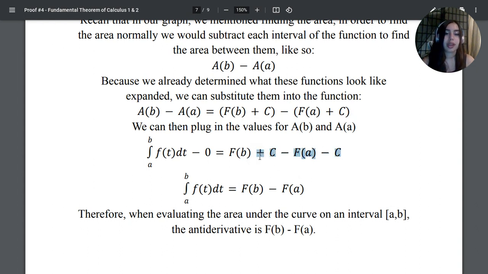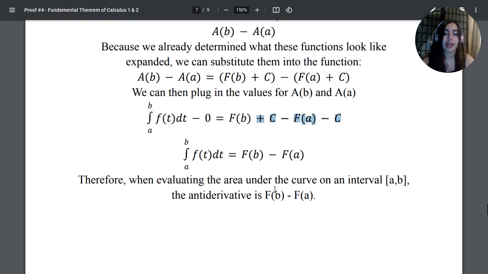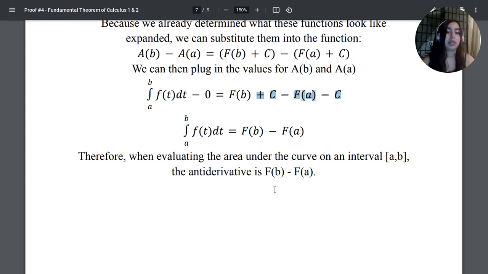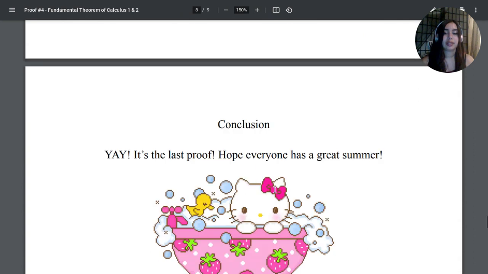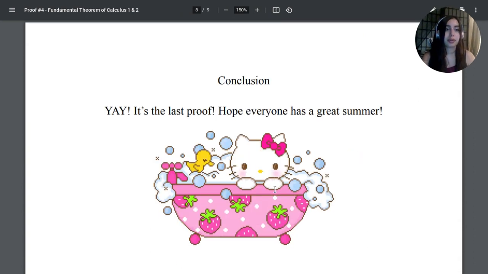So therefore, we have our constants canceling out, which leaves us with the integral from a to b of f of t dt is equal to F of b minus F of a. Therefore, when evaluating the area under the curve on the interval a to b, the antiderivative is F of b minus F of a. And that concludes the proof.